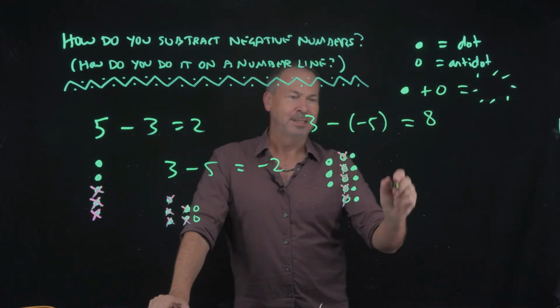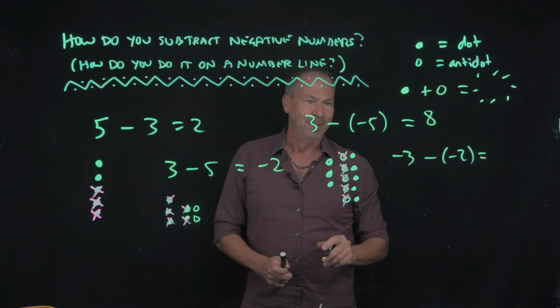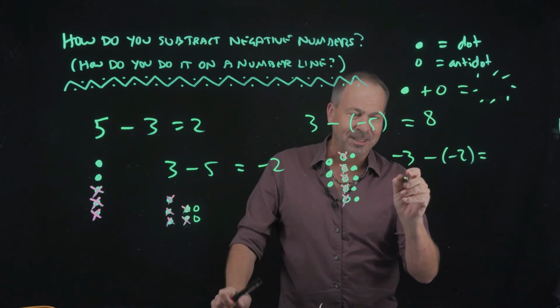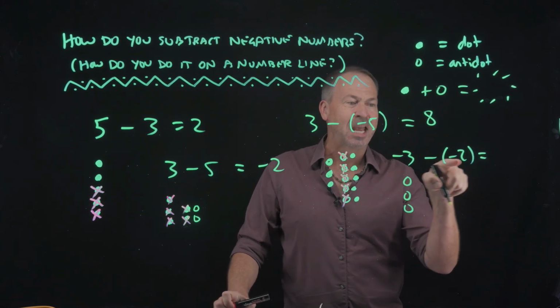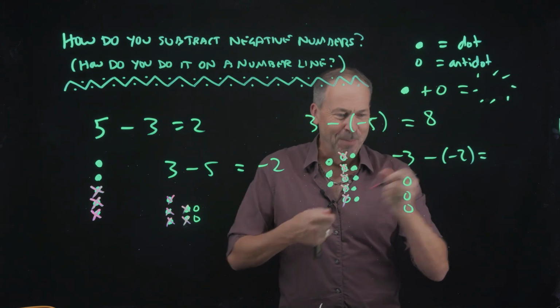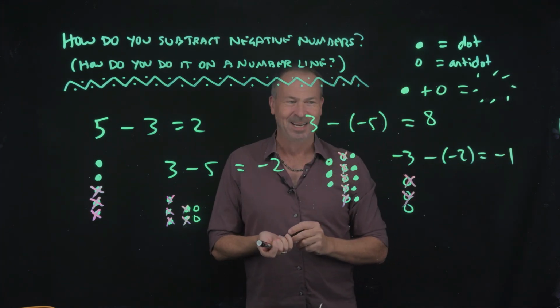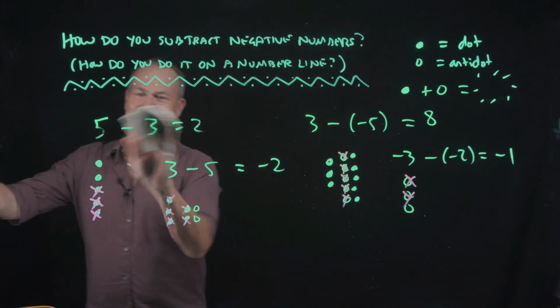Let me do a couple more. Let's do something like negative 3 take away negative 2. Let's do another subtraction of a negative number. This is asking for 3 anti-dots. 3 anti-dots, there they are. And please take away 2 anti-dots. Oh, the picture's fine. I can just do that right now. Goodbye, goodbye, and I'm left with 1 anti-dot. This is grand. And a little bit of space for one final example.